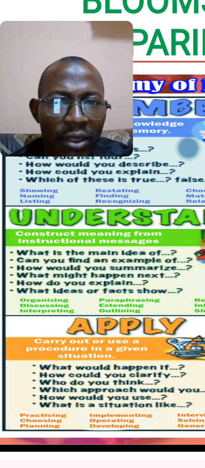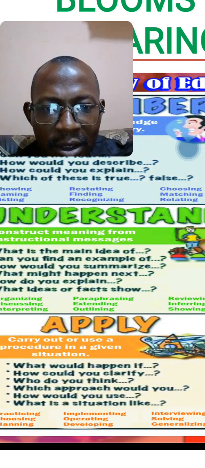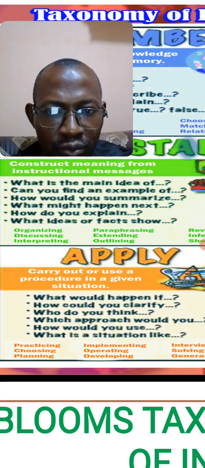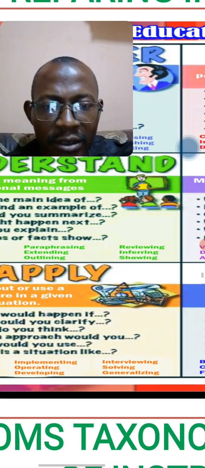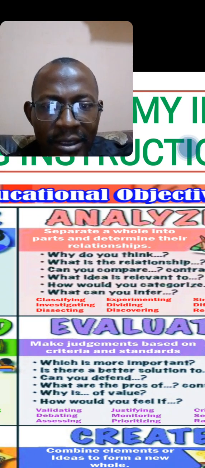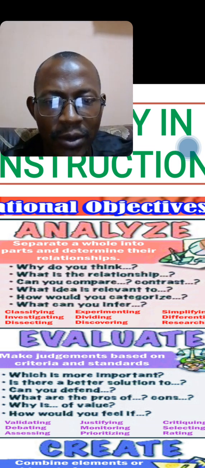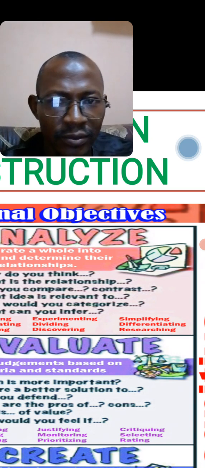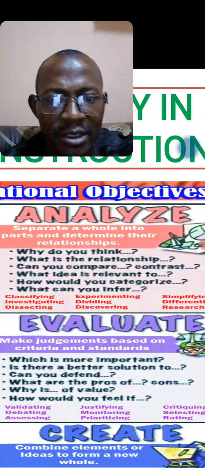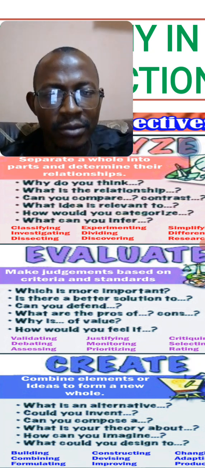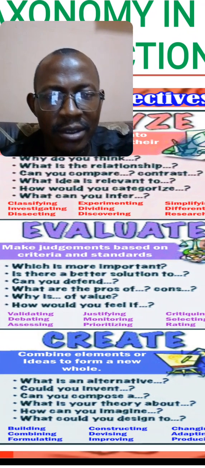Then the next level is to apply. You can see what we have under application. Then the next is to be able to analyze. You can see what we have under analysis. You can see that, right? Good. You can see what we have under evaluate, which is the next step above analysis.